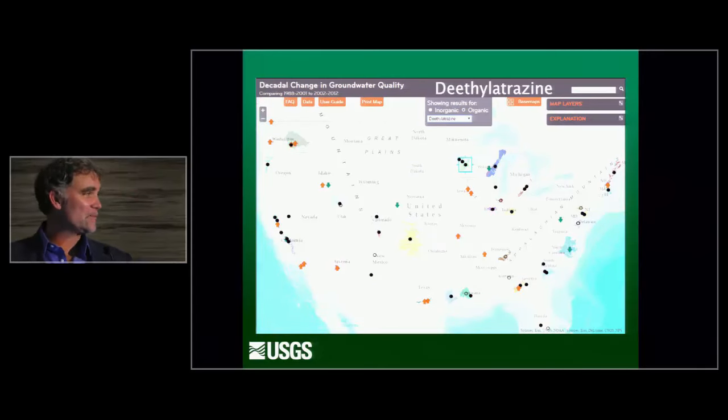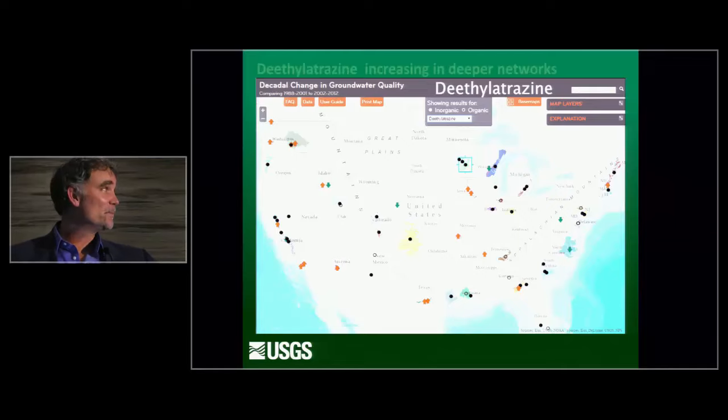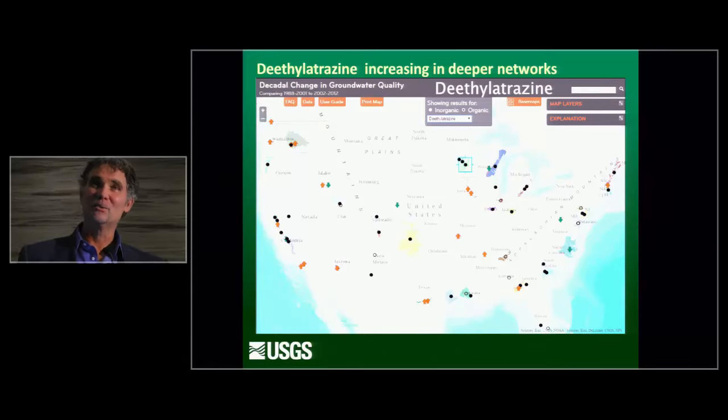When we look at deethylatrazine, it was interesting. Deethylatrazine is one of the main breakdown products of atrazine. Some of the networks that were decreasing with respect to the parent product were increasing with respect to deethylatrazine, the breakdown product, especially in deeper wells. So we think that what's happening is the atrazine may be moving deeper and also being transformed as it goes deeper into the system.